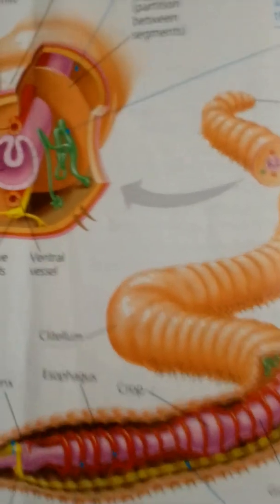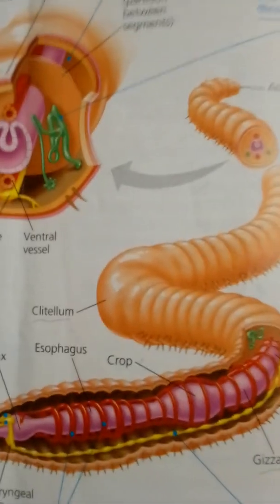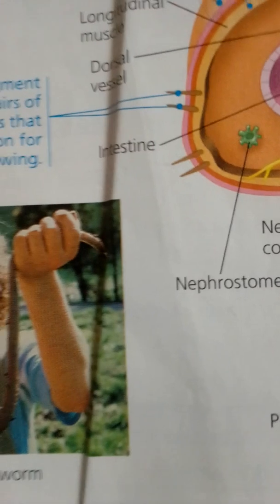To biology, the scientific study of life. This figure represents the anatomy of an earthworm. Notice the giant Australian earthworm as shown in this figure. Let's start with the mouth.